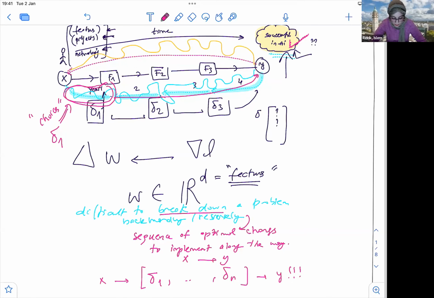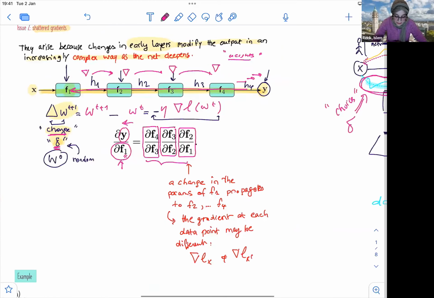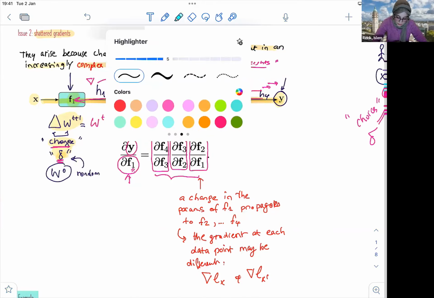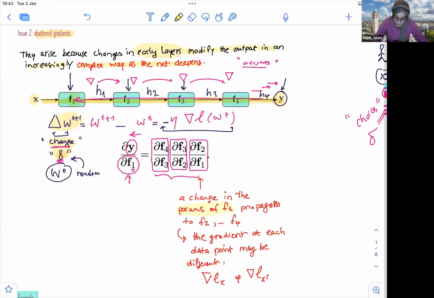So now let's look at this problem. So what happens when we do this? Basically what this formula is telling us is that a change in the parameters of F1 propagates, through F2 all the way to F4, the very last layer, which means the gradient at each data point may be different. So as I train this network, because these changes propagate to the last layer, I may end up with completely different gradients and different parameters. The parameters, or the W's, will change.